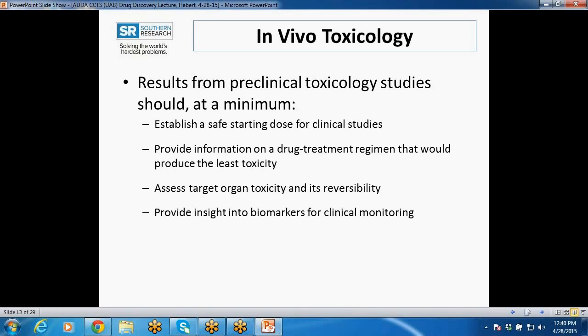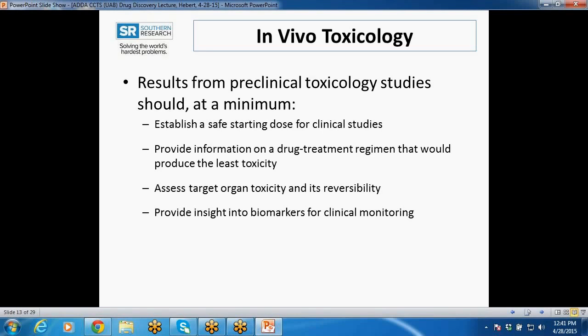Better move along. So, moving on into in vivo toxicology. You have several goals for your testing in animals. One of the primary goals is to establish what your starting dose in a clinic is going to be. That can have huge implications on the amount of money that you spend on your clinical trials.